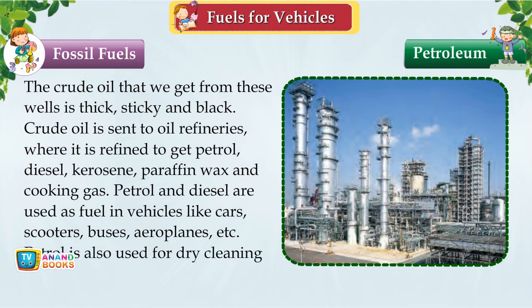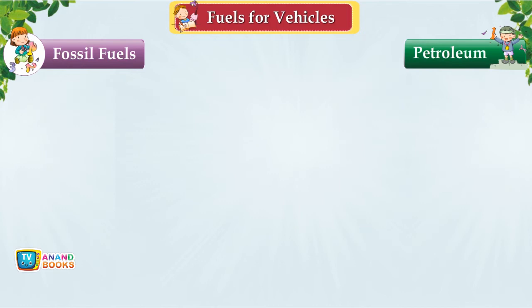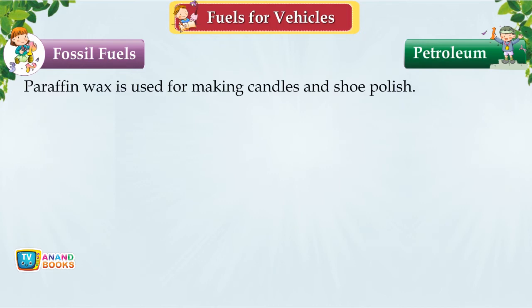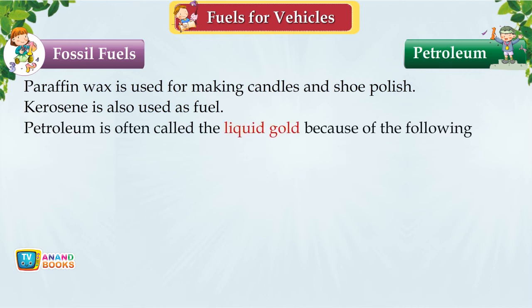Petrol is also used for dry cleaning clothes. Paraffin wax is used for making candles and shoe polish. Kerosene is used as a fuel. Petroleum is often called the liquid gold because of the following reasons.